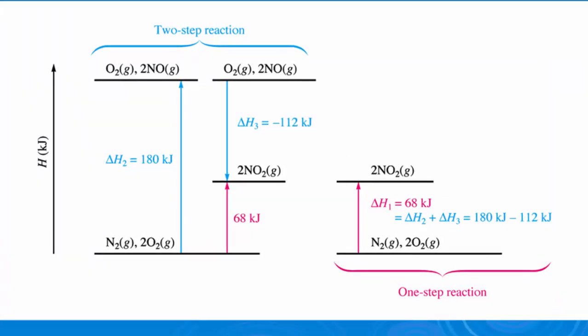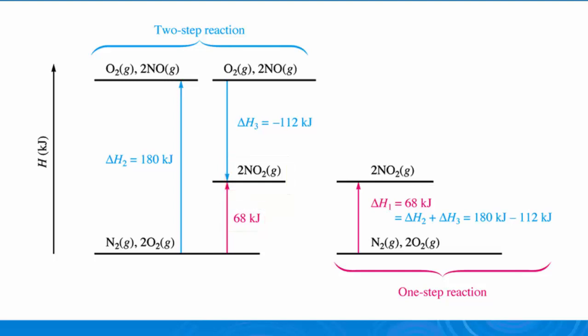If we want to take, for example, nitrogen and oxygen and produce NO2, well, what if that occurs by two steps? What if first we have to take the nitrogen and the oxygen and combine them to make two molecules of NO, and then take the NO and combine it with another oxygen to make NO2. Well, that takes a certain amount of energy to do that, but the overall difference in energy between the reactants and products is 68 kilojoules.